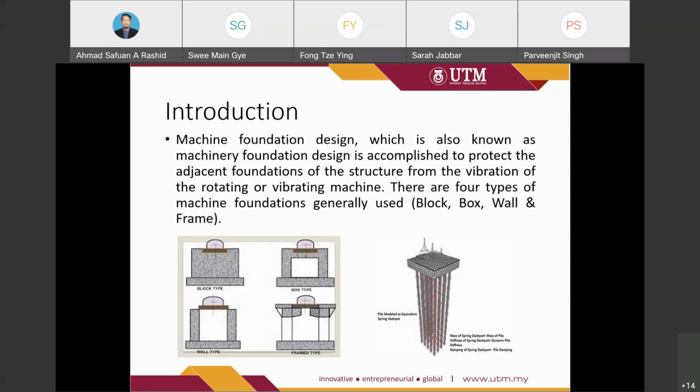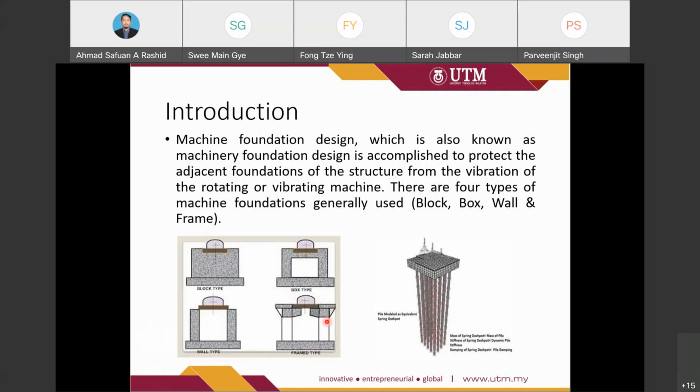There are four types of machine foundation. The first one is the block type. This means that they have a solid type of machine foundation. The other one is the wall type, where the machine rests on this type of foundation. And the last one is the frame type.